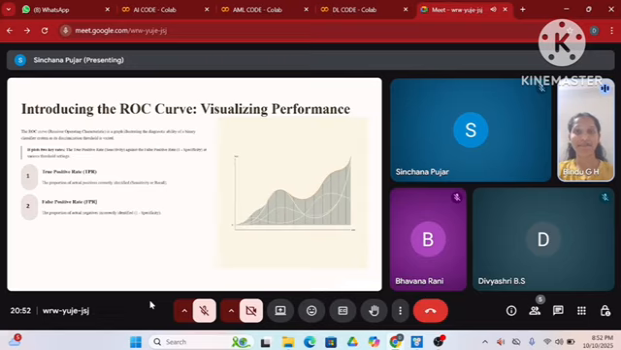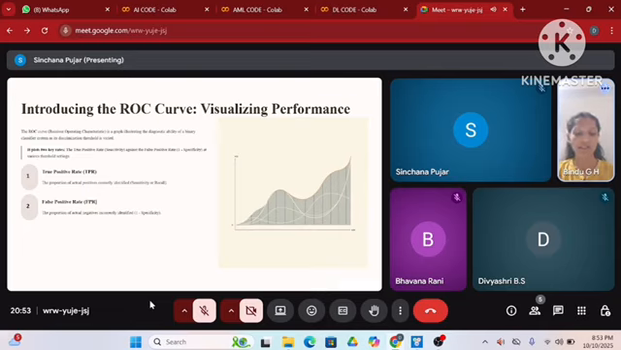Introducing the ROC curve, visualizing performance. The ROC curve is a graphical representation that shows how well a model can distinguish between two classes, positive and negative, as the decision threshold changes. It plots two important metrics. First one is true positive rate, TPR, also known as sensitivity or recall. TPR is equal to true positive divided by true positive plus false negative.